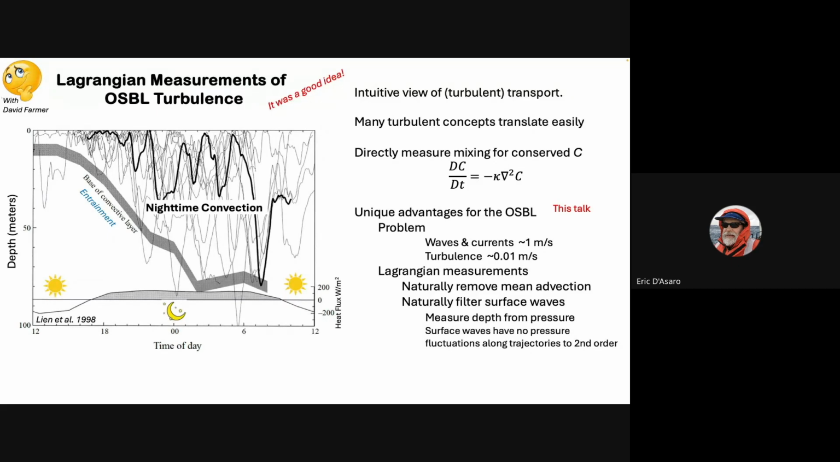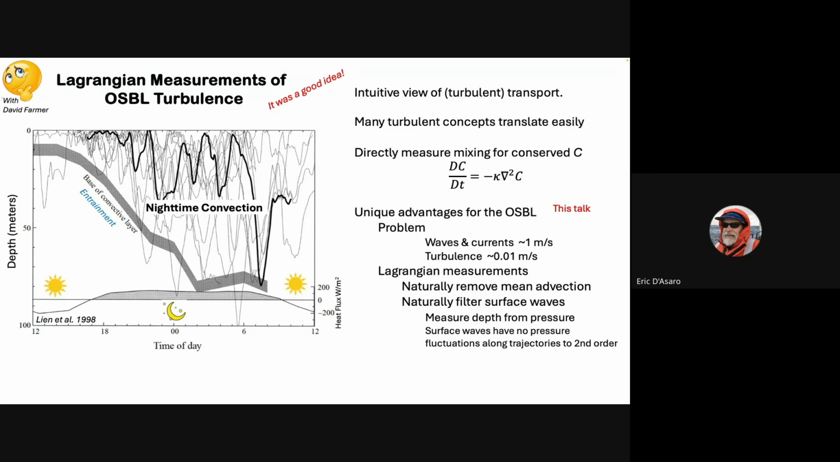So the idea was to make Lagrangian measurements of turbulence in this boundary layer. This turned out to be a good idea. If you have a really good idea, it's worth a whole career because your life isn't really that long. I should know. And so, yeah, that's good. Two or three ideas is better than one, but one is a whole lot better than none.